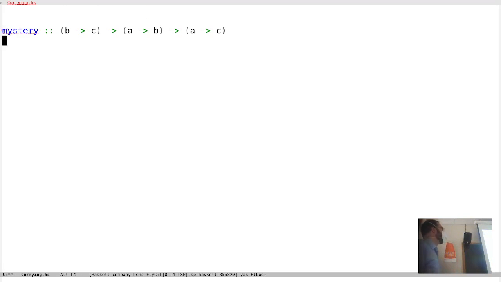So I'm going to start by seeing if we can implement something that has this type. And we'll start just by thinking about what this thing is and what we can do with it. So, mystery, it takes 2 arguments. We'll call this one f, I guess, and then take this other argument, which is g. So f and g are both functions, right? And then we're supposed to return a function from a to c.